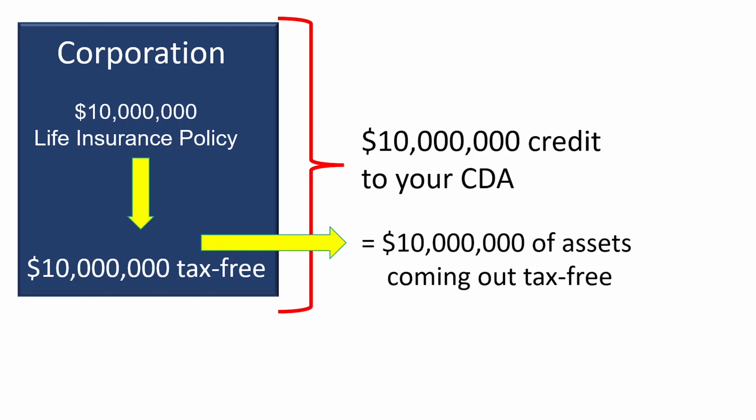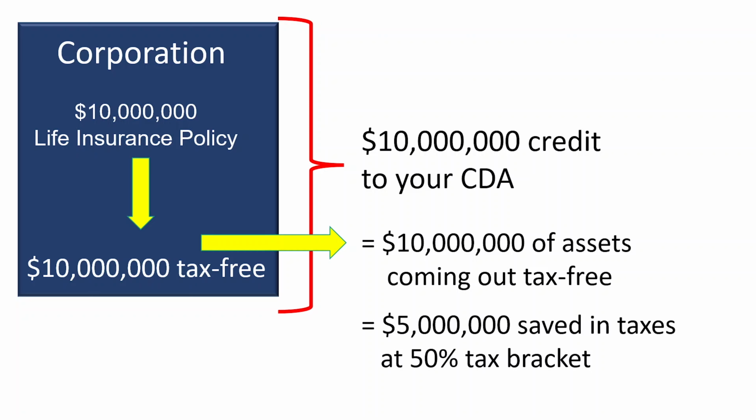So if you look at that $10 million coming out tax-free, assuming a 50% tax bracket, you're saving $5 million. If you were to try and pull out $10 million out of your corporation without this credit, you're going to get hit. I mean, you're going to be in the 53% tax bracket, but just for easy numbers, we're looking at $5 million of savings. If you had just cash and you tried to pull out $10 million in cash, it's not going to come out tax-free.